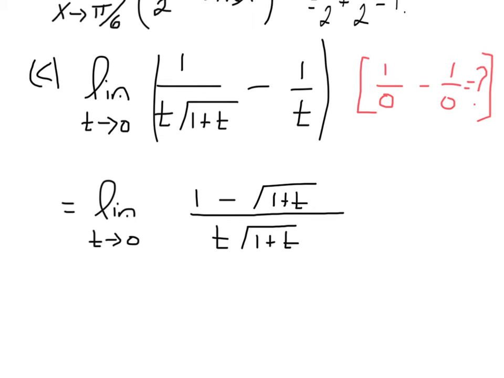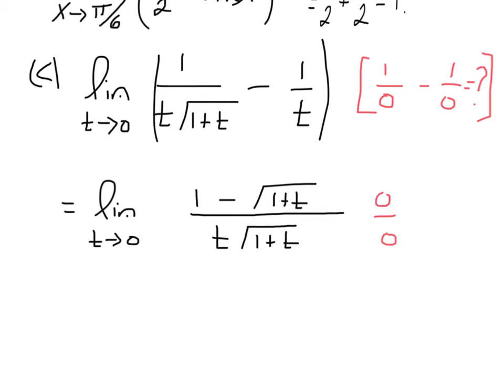Now, looking at this, we see that when t is equal to 0, our denominator is still 0, and in the numerator, when t is 0, we'll get 1 minus the root of 1 plus 0, so 1 minus 1, which is again 0.